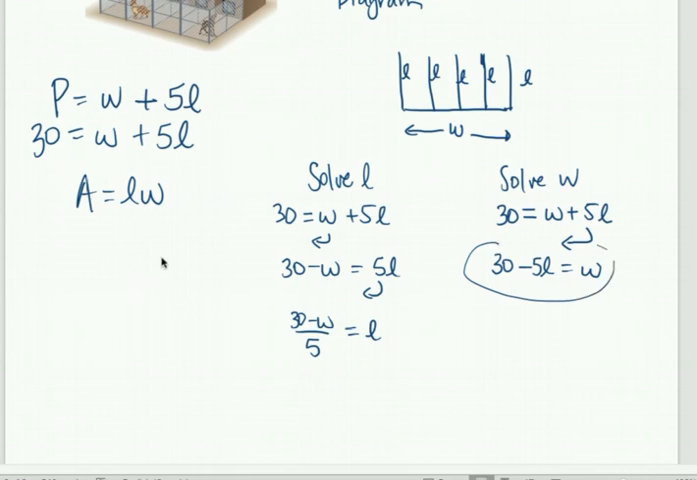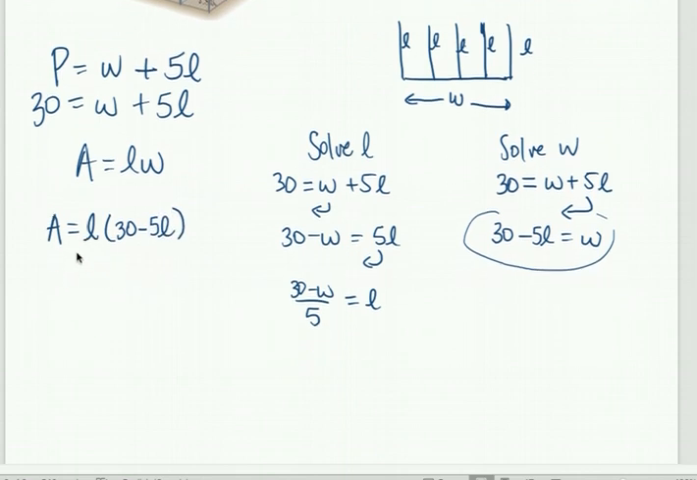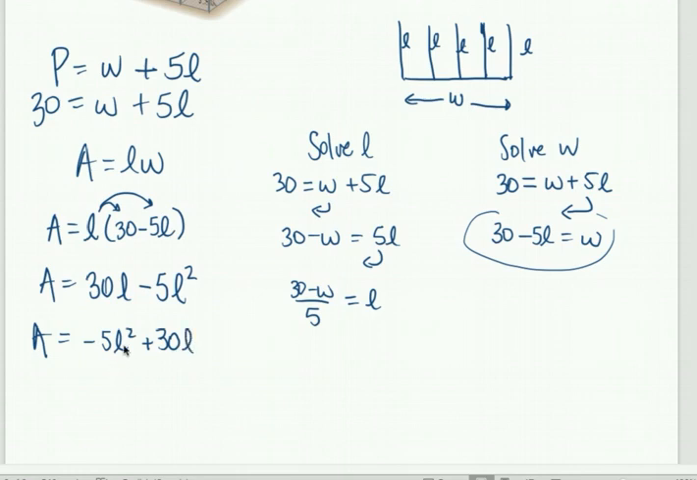Okay, so let's plug that into this formula here. So W is going to be replaced by 30 subtract 5L, like that. Okay, so from there, if I expand that out, multiplying the L into both of these, you'll get 30L minus 5L squared. Okay, so hopefully you're seeing here that we have a quadratic expression. I'm just moving them around so that the squared is first. So that's negative and then this is positive.